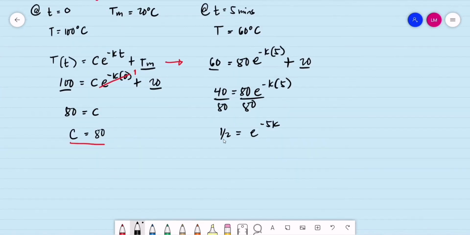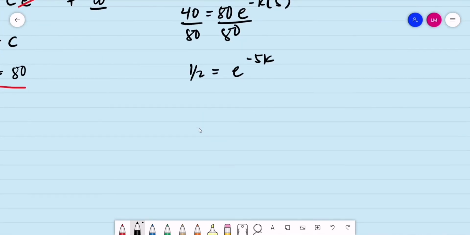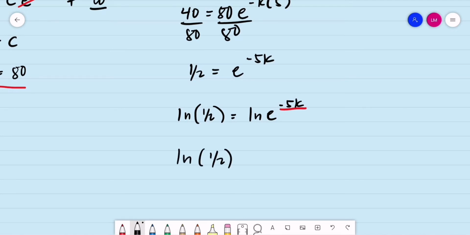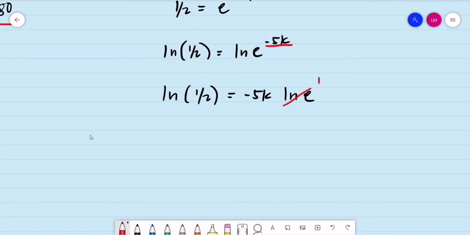For us to solve for the value of the proportionality constant k, we may use the natural logarithm. This is the ln of 1/2 equal to the ln of e raised to negative 5k. Since we are using natural logarithm, we can bring down the exponent. So ln of 1/2 is equal to negative 5k multiplied by the ln of e. We know that the value of ln of e is the same as 1. So computing for the value of k, dividing both sides of the equation by negative 5.